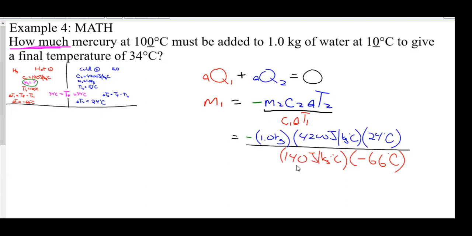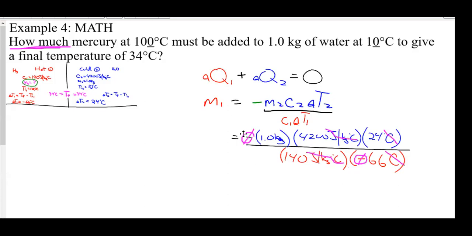The denominator should be your mercury. So that's the specific heat capacity of mercury. And you have your negative 66 degrees Celsius as your temperature change of the mercury. Again, that negative is important because you need to cancel both of these out. Mass should never be solved as a negative value.